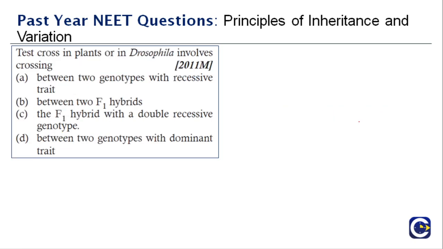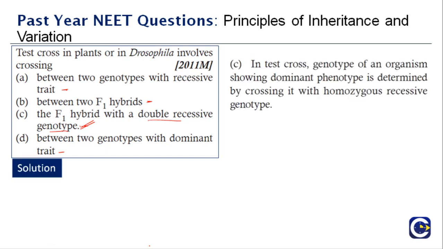Test cross in plants or in Drosophila involves crossing between two genotypes with recessive traits, between two F1 hybrids, the F1 hybrid with double recessive genotype, between two genotypes with a dominant trait. We just saw this previously. The answer is the F1 hybrid with a double recessive genotype is what is a test cross. In a test cross, genotype of an organism showing dominant phenotype is determined by crossing it with the homozygous recessive phenotype. So the answer is C.